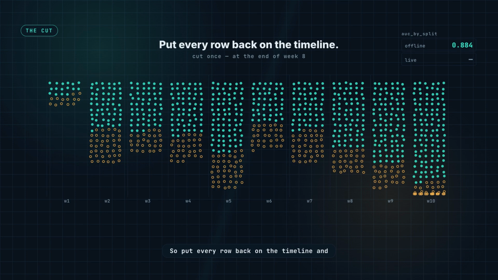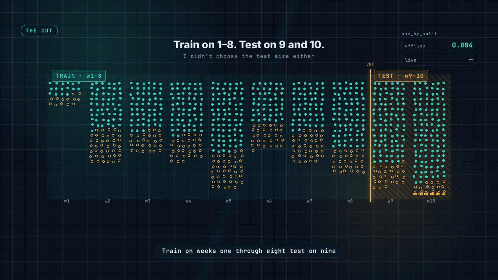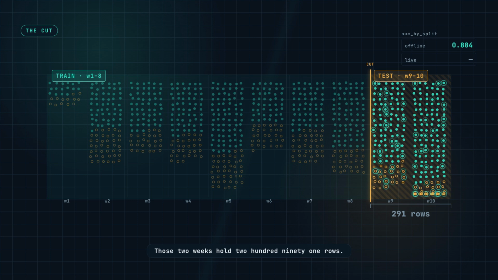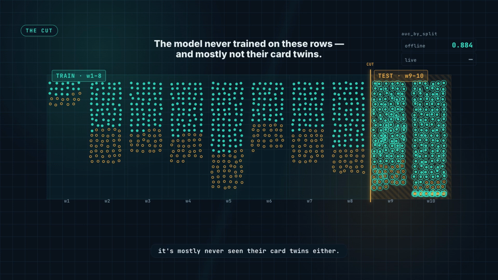So put every row back on the timeline and cut once at the end of week 8. Train on weeks 1 through 8, test on 9 and 10. I didn't choose the test size either. Those 2 weeks hold 291 rows. The calendar picked that, not me. The model has never seen any of them, and it's mostly never seen their card twins either.